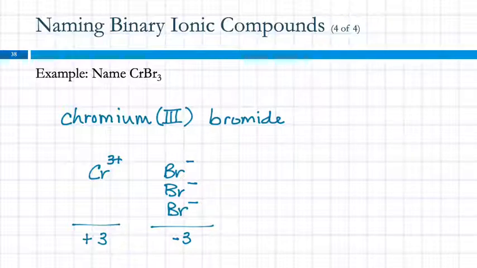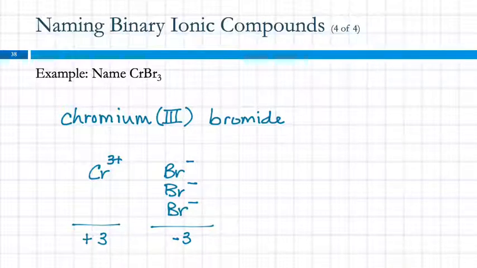But we would never put two transition elements, we would never put two metals together in an ionic compound in Chem 1A. Now, Chem 1B, different story. But here, our ionic compounds are always going to have one kind of metal and then an anion.